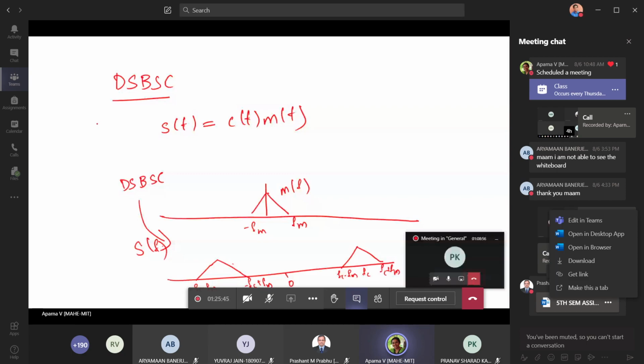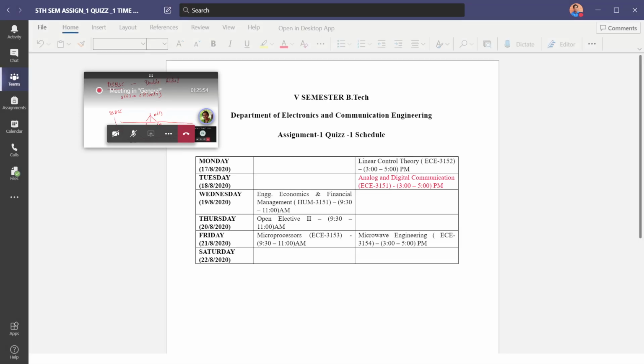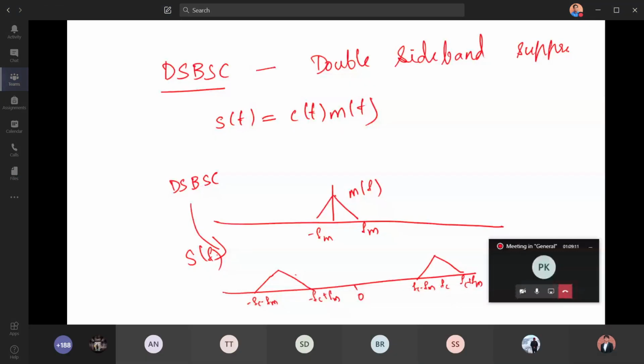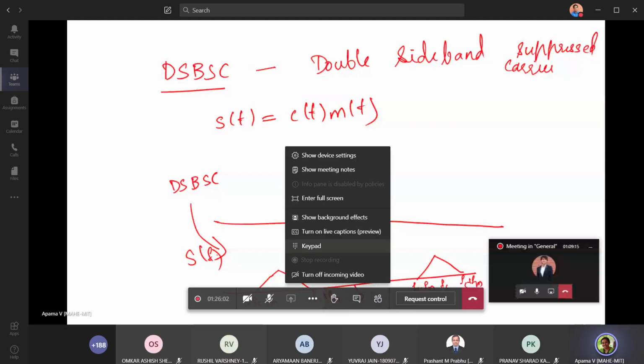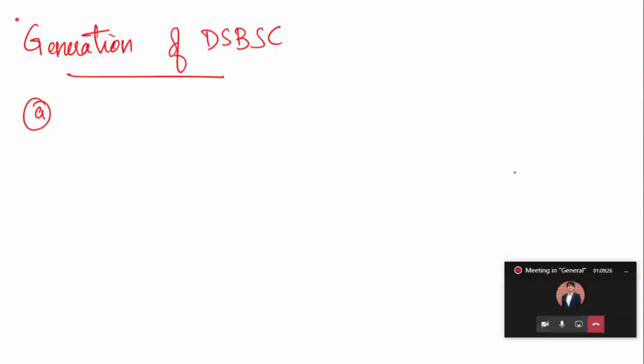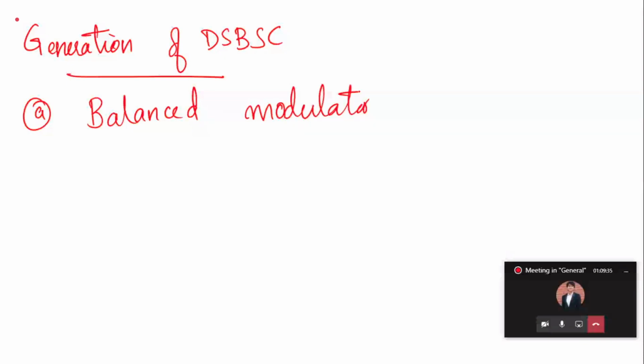S of t, the DSB-SC, double sideband suppressed carrier, is a type of AM only. The spectrum will be looking like this spectrum. Generation of DSB-SC: you have two techniques. One is the balanced modulator. Another is the ring modulator.